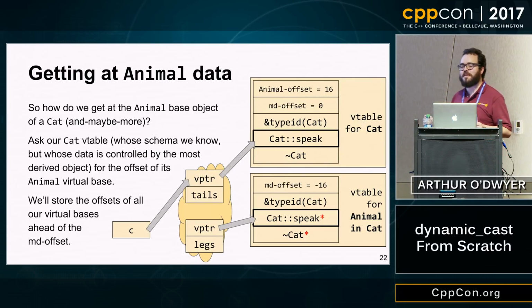Because it is the most derived type, it's the type that was actually constructed here. This is the object we actually have that we will actually destroy later, and so it knows everything about itself, such as where its virtual bases are located, and it can expose that through the vtable.